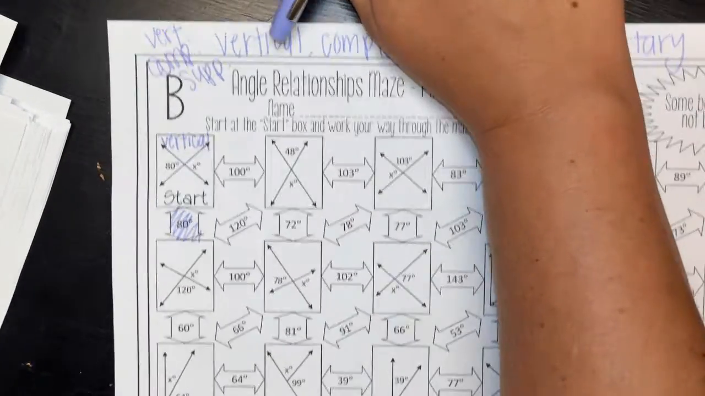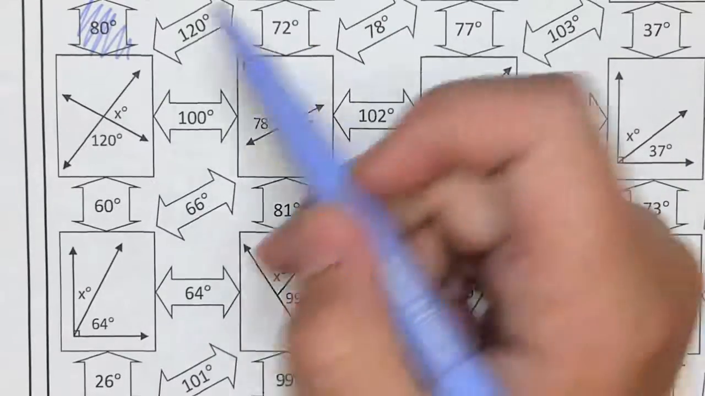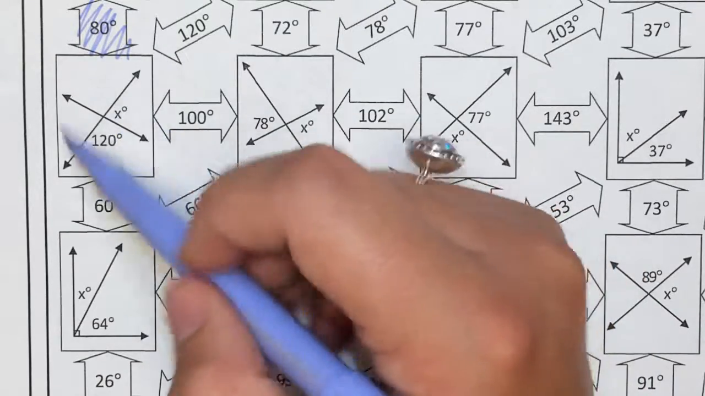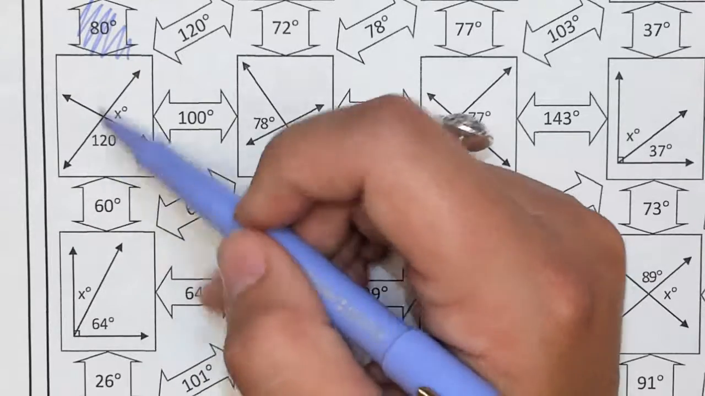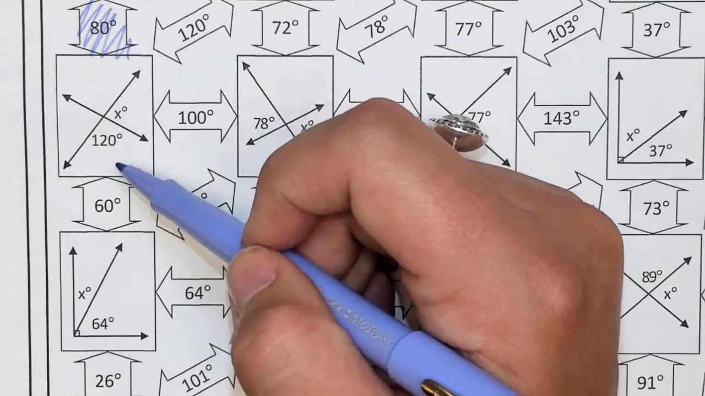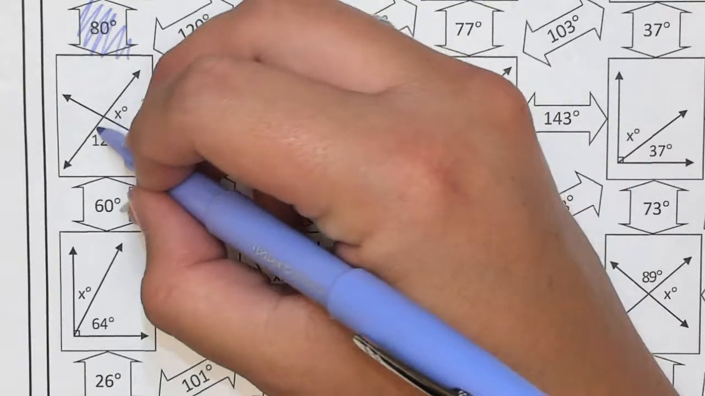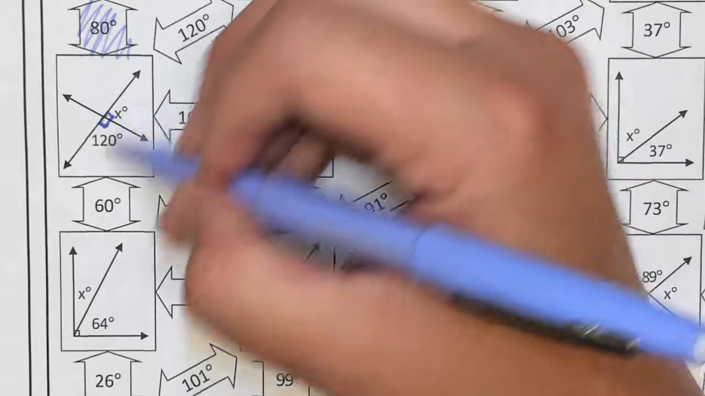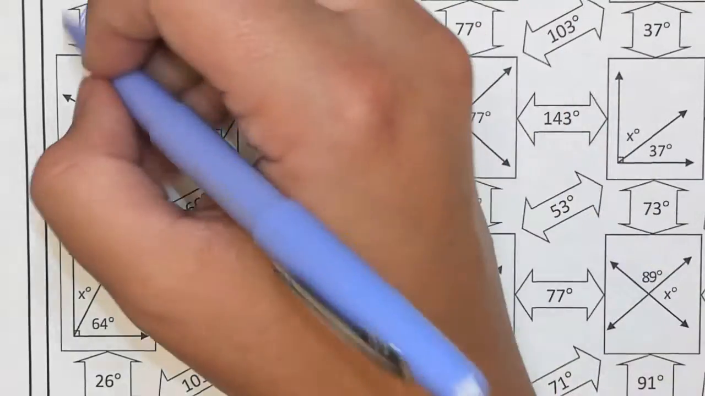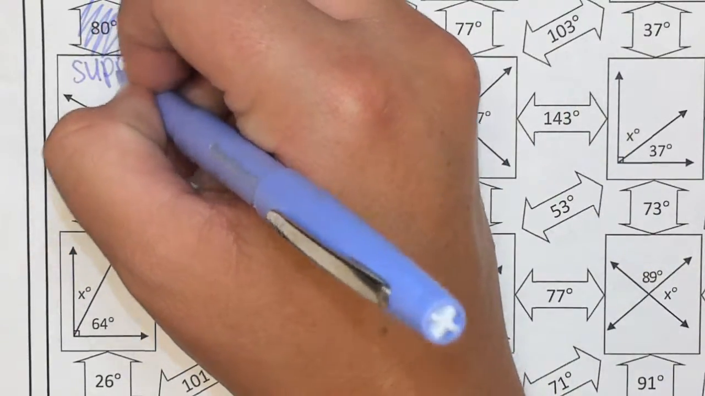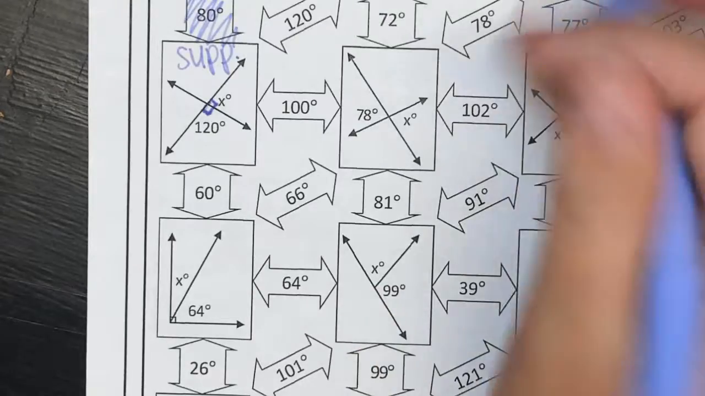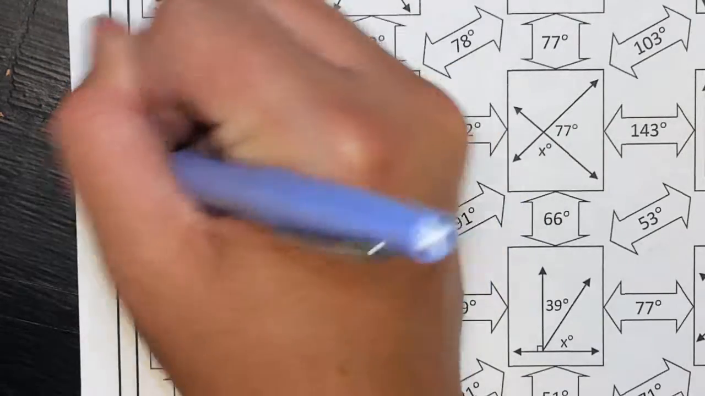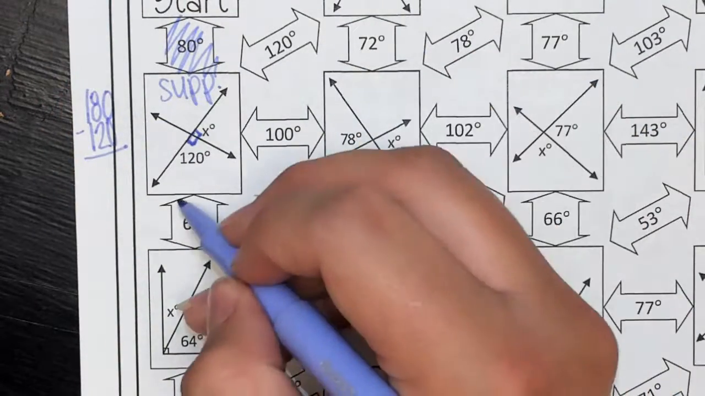So now let's go back to the one we were on. Is that vertical, complementary, supplementary? No. This one right here. Those aren't opposite. Well, what's a straight line make? How many degrees? 180. That's a straight line, isn't it? So it's supplementary. How many degrees is supplementary? 180. So start with 180. Subtract what you know, which is 120. How much is left? 60. So you go down.